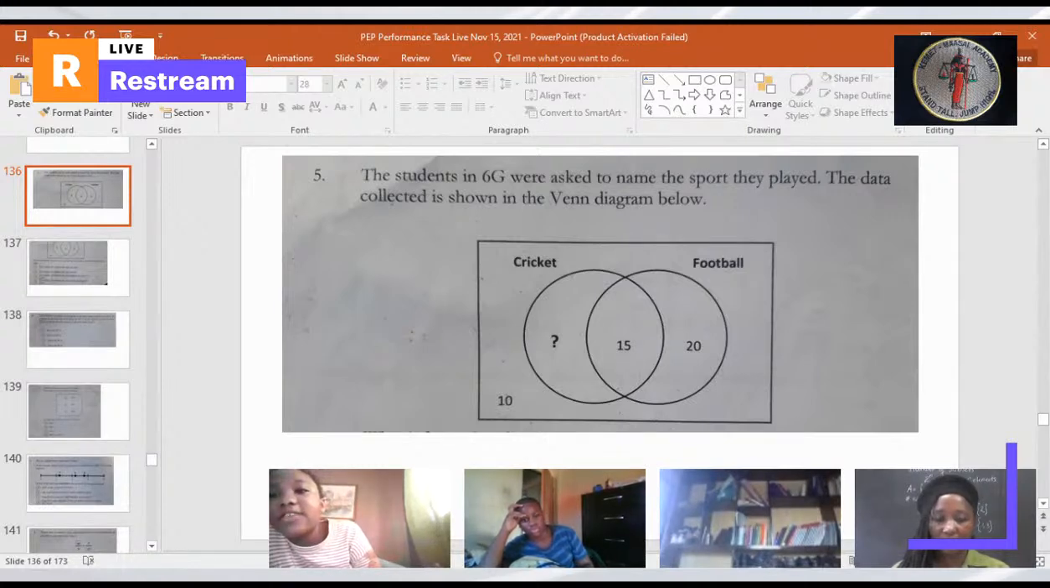The students in 6G were asked to name the sport they played. The data collected is shown in the Venn diagram below. We have one circle for cricket, one circle for football, and they overlap. Then we have 10 on the outside of the Venn diagram, not in the circles. So here's the question.